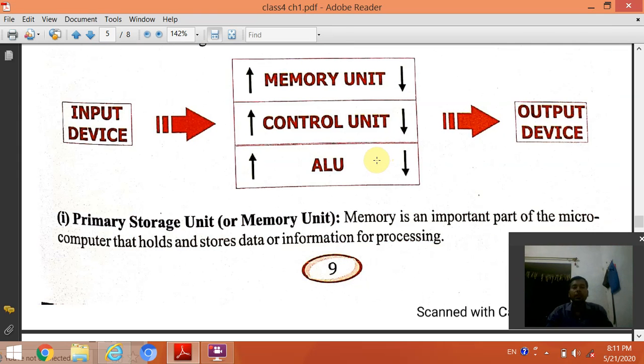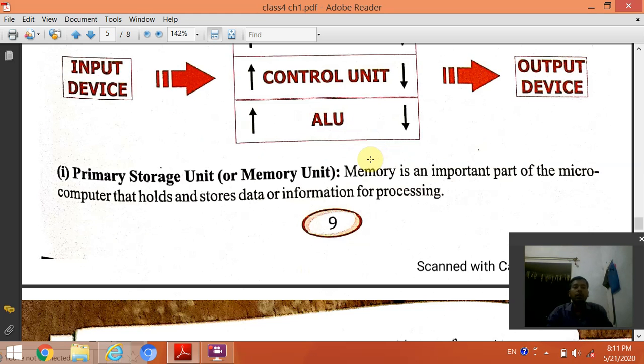Students, in last class we discussed input devices, memory unit and output devices. These are the IPO cycles. Today's topic is primary storage unit or memory unit.